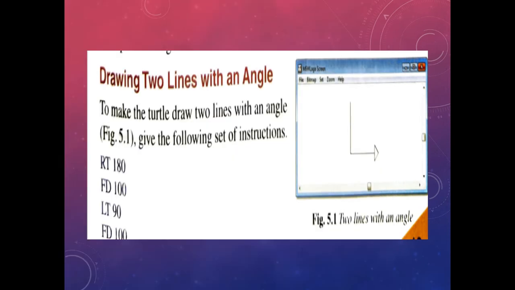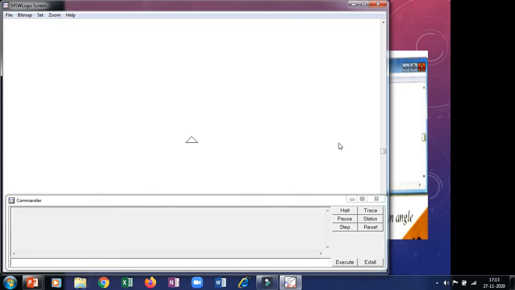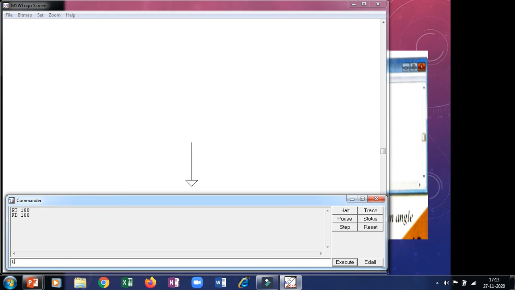Okay, now let us go with this. Here, to draw two lines with an angle, these instructions are given. We will follow this instruction, write the commands and draw this image. So the command is RT space 180, so 180 means it will take an about turn, then FD space 100, then LT 90, so on the left side it will turn 90 degrees, and FD space 100.